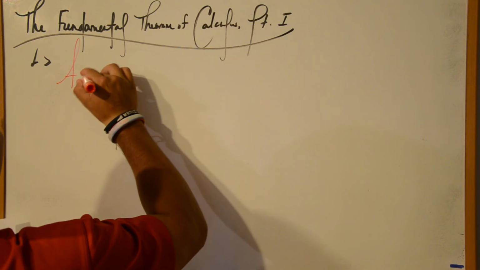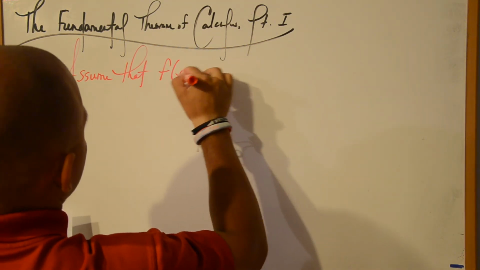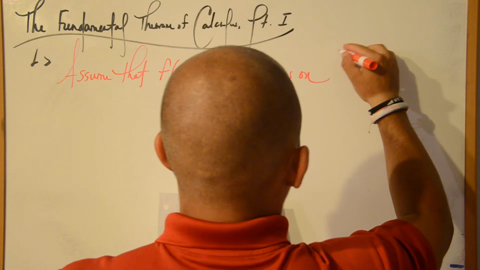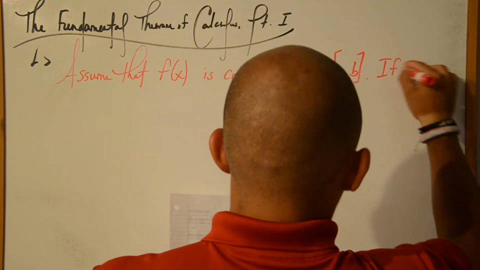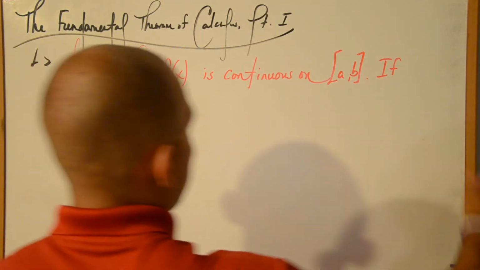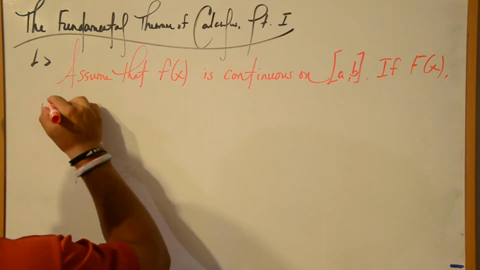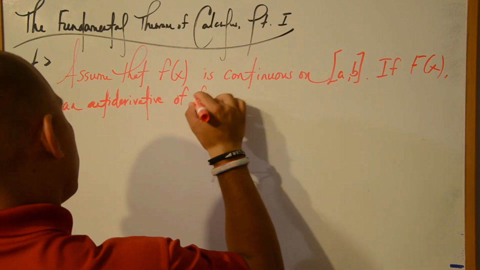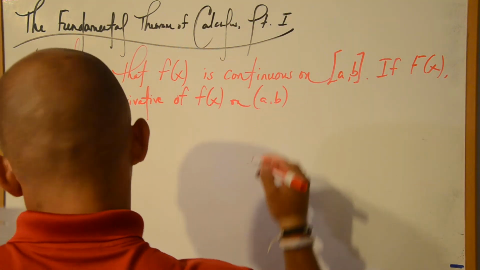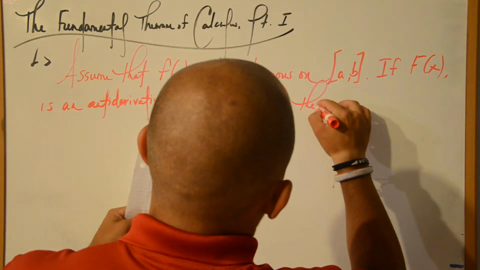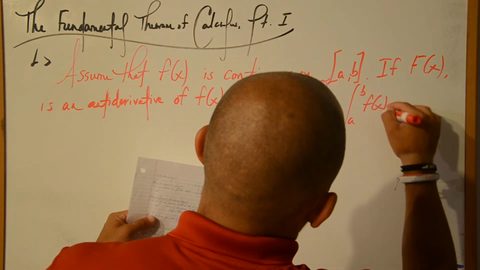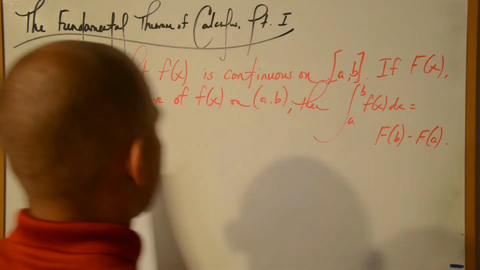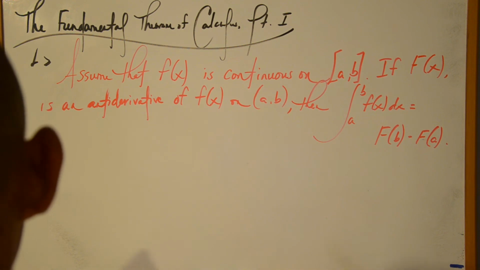It says that assume that f of x is continuous on AB, if capital F of x is an antiderivative of the original function on AB, then the integral from a to b of f of x dx is nothing more than the bounds as outputs of the antiderivative.